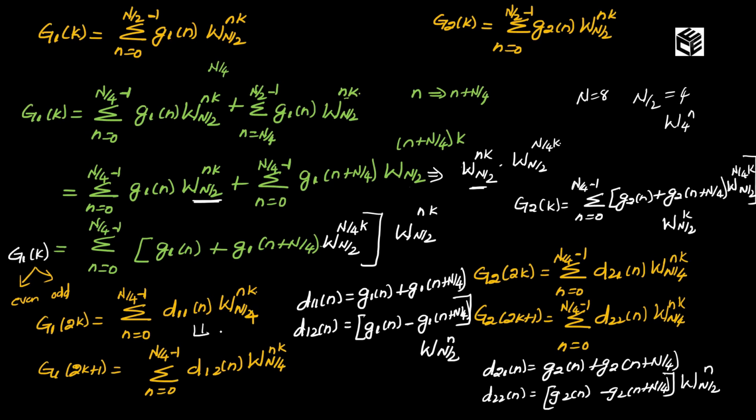I can equate this expression to be d11 of k and this to be d12 of k and this to be d21 of k and this to be d22 of k, which is the output of the third stage. So that's all about the general introduction. Now let's move on to the complete DIF process.